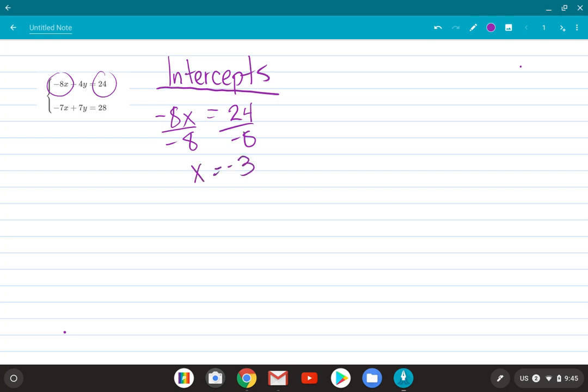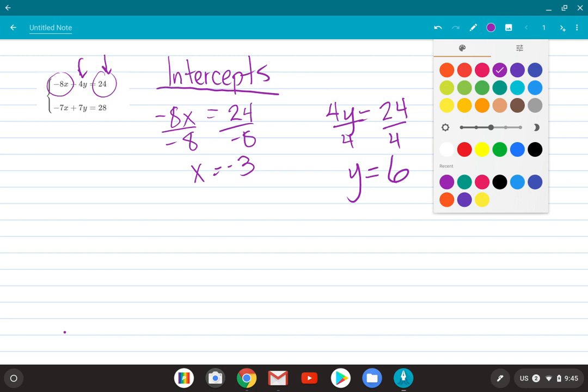Now I'm going to take the y and set it equal to 24. So 4y equals 24. Divide by 4. So y is equal to 6. So when I graph it and go back to Khan Academy, I'm going to put one dot at x equals negative 3, y equals 6.